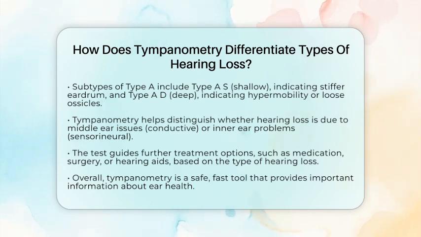For example, middle ear problems might be treated with medication or surgery, while sensorineural loss often requires hearing aids or other assistive devices. Tympanometry is a safe, non-invasive, and fast test that provides valuable information about ear health.